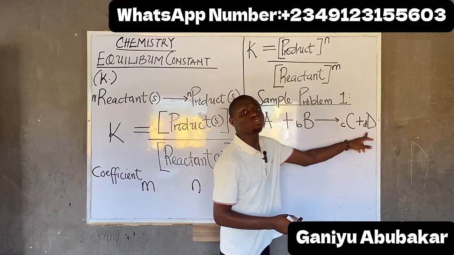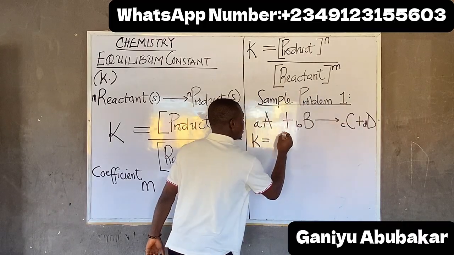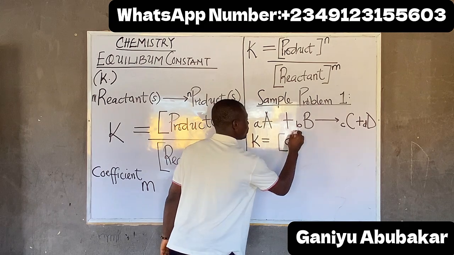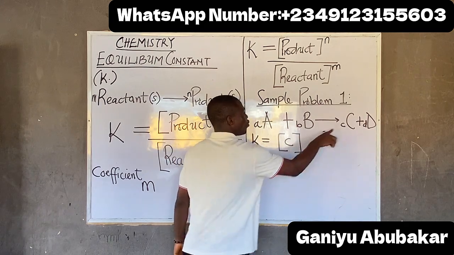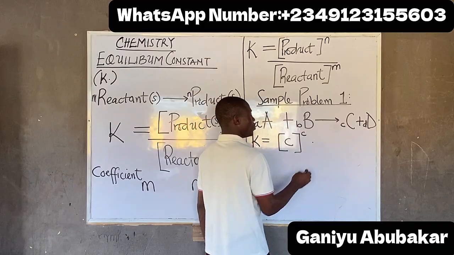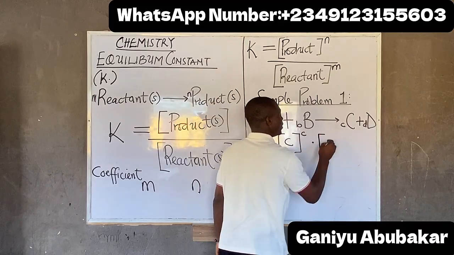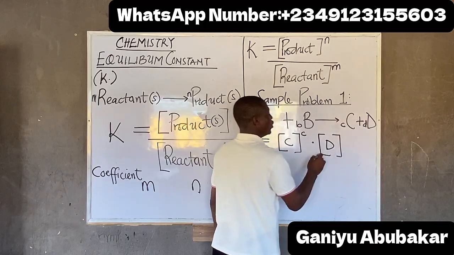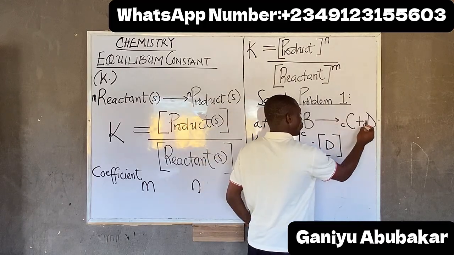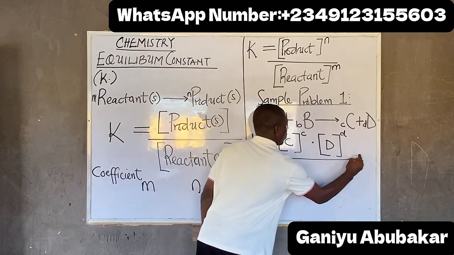In this case, I have two products, not just one product. That gives you the first product first, C, and its coefficient is small c. Dot, you're multiplying it. The second product is D, and the coefficient is small d. All over.